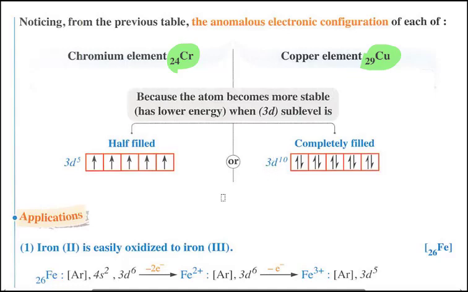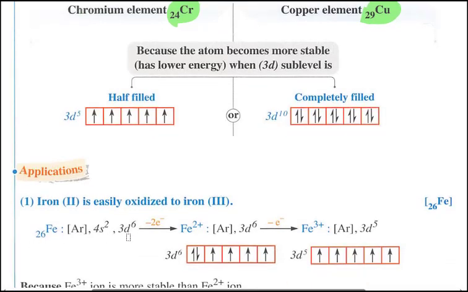What happens when iron is oxidized? Is it really oxidized from positive 2 to positive 3, from ferrous to ferric? Yes. Iron is 26 electrons, so argon 4s2 and 3d6. When it loses 2 electrons, it loses first from 4s2, then it loses from the 3d electrons. So iron positive 2 has the electron configuration argon 3d6. It is more stable when it loses another electron and becomes 3d5. It is more stable as it is half filled.